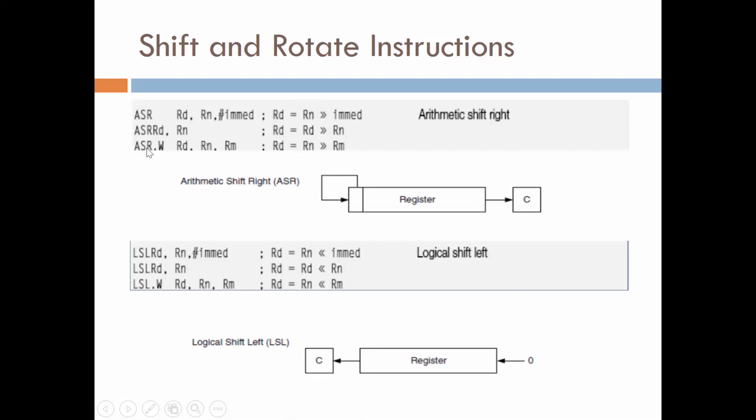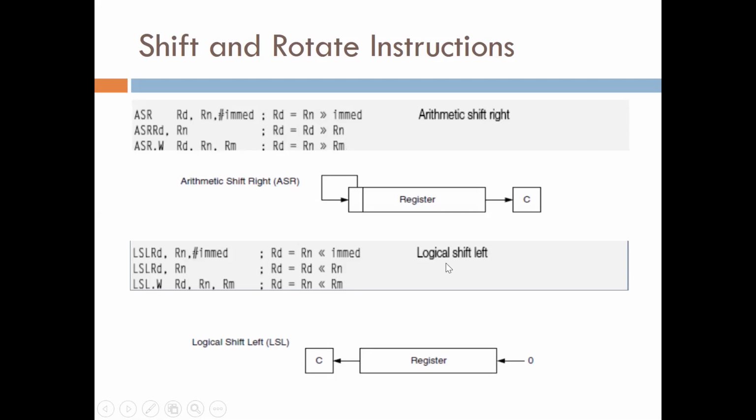Next instruction, ASR.W Rd, Rn, Rm. The number of times you have to shift the contents of Rn, arithmetic shift right, will be present in Rm, and the result will be stored back in Rd. That means suppose you want to shift towards right 2 times, 3 times, 4 times, 5 times, that number of times has to be present in the content of Rm. Next instruction is for the operation logical shift left.